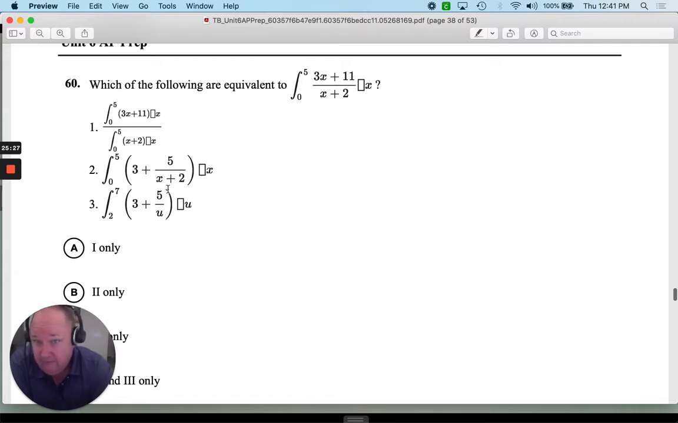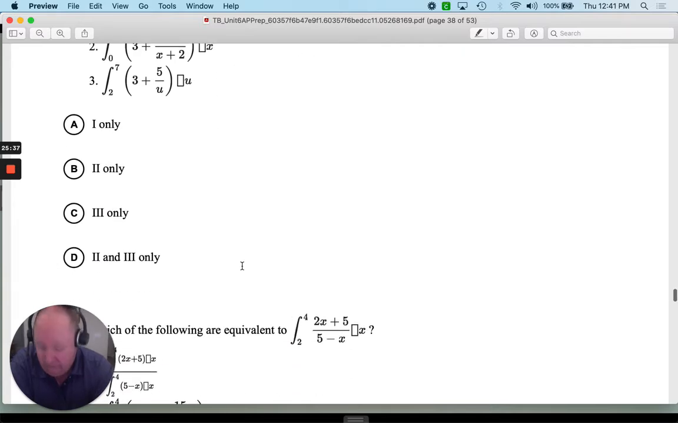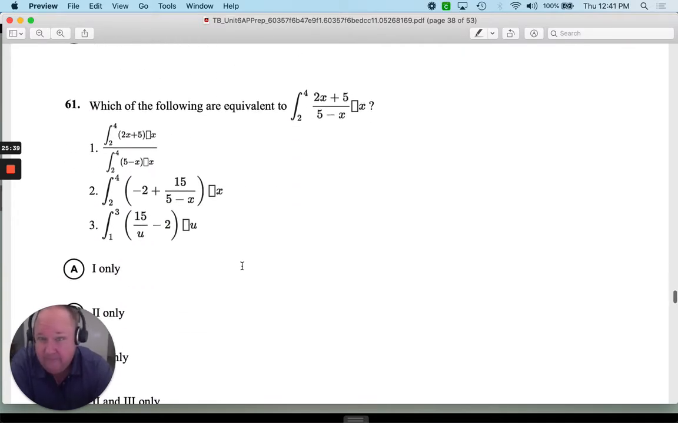Long division, and then doing a u substitution for x plus 2, and then whatever the u substitution is, use that formula to change the upper bound and the lower bound. So the answer for that is D, 2 and 3. All right, look at number 61. Press pause and look at it first, and then press play.